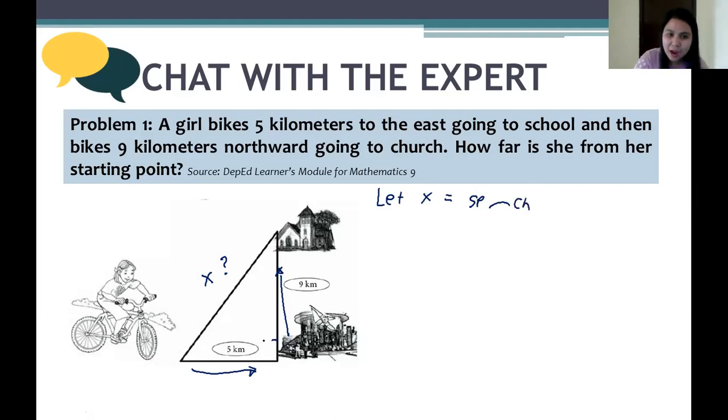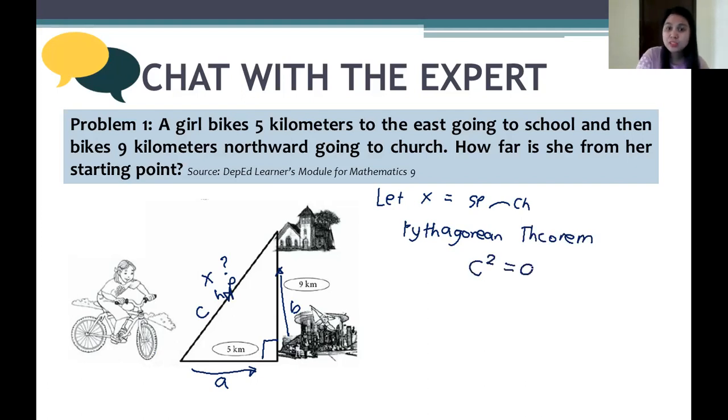Now, this is a right angle. So this is what we call a right triangle. Now, how do we solve for the right triangle? Remember, this is the C. Hypotenuse is the C. A is a leg, and B is the leg. In the Pythagorean theorem, it states that the square of the hypotenuse is equal to the square of the first leg plus the square of the second leg.